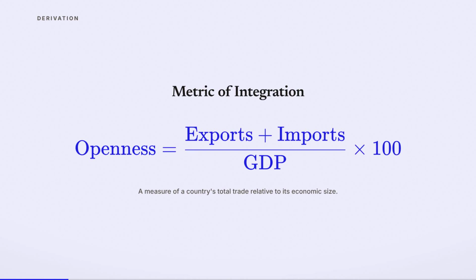How much does a country participate in the global economy? We measure this through openness. The formula is the sum of exports and imports divided by the country's total GDP, multiplied by 100 to get a percentage. A high percentage indicates a country is very integrated with the world market. For instance, smaller nations like Singapore often have openness scores over 100%, meaning their total trade actually exceeds their domestic production. This metric helps us distinguish between inward-looking economies and global trading hubs.